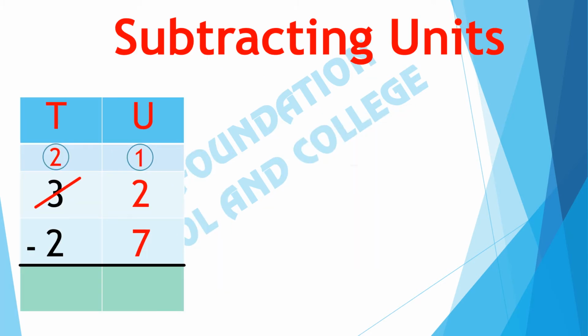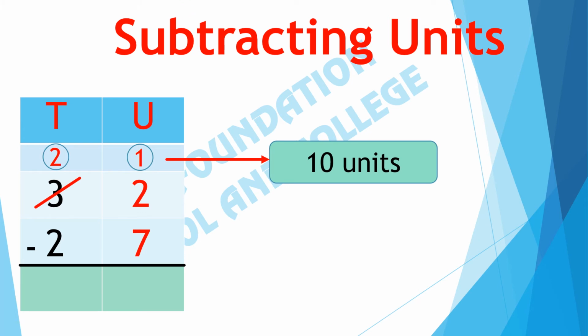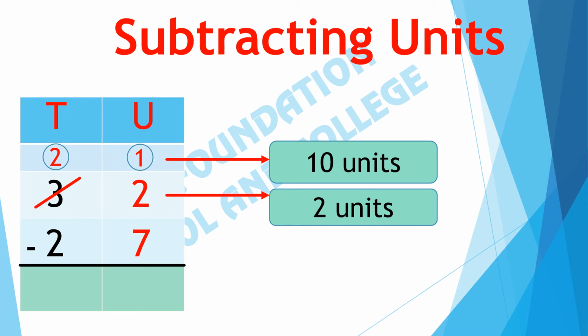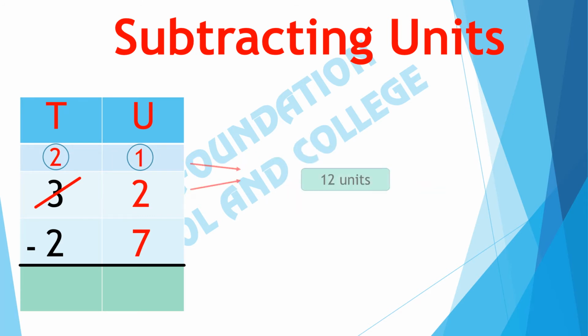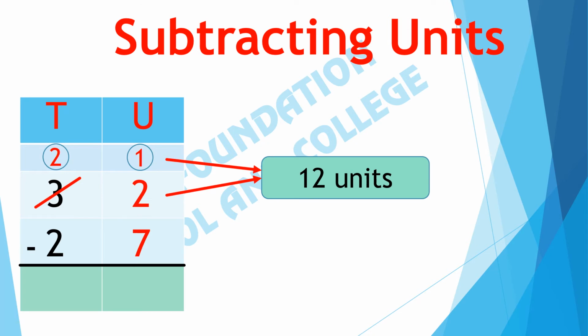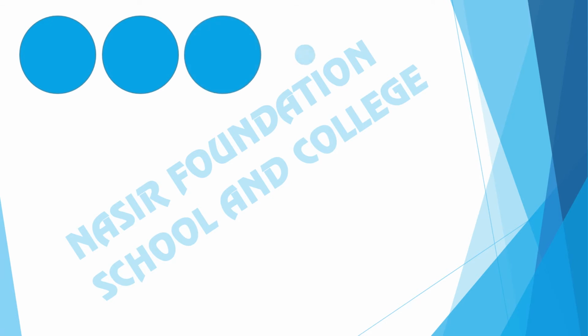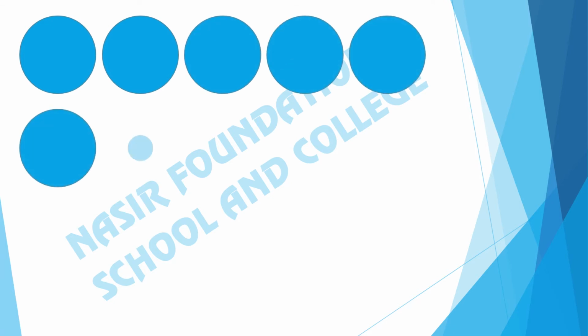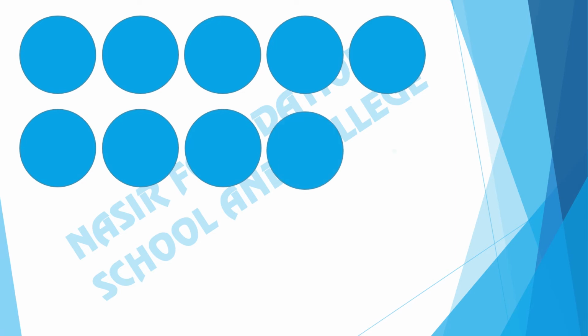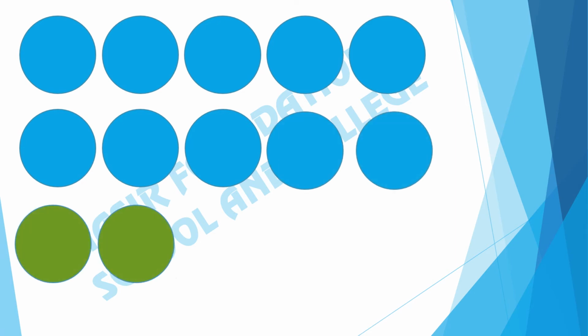Now in the unit column we can see that 1 ten equals 10 units and there are 2 units that we already have. It means we have 12 units now. 10 units plus 2 units makes 12 units. Now we can easily subtract 7 units out of 12 units. Let's count the shapes. 1, 2, 3, 4, 5, 6, 7, 8, 9, 10, 11, 12.